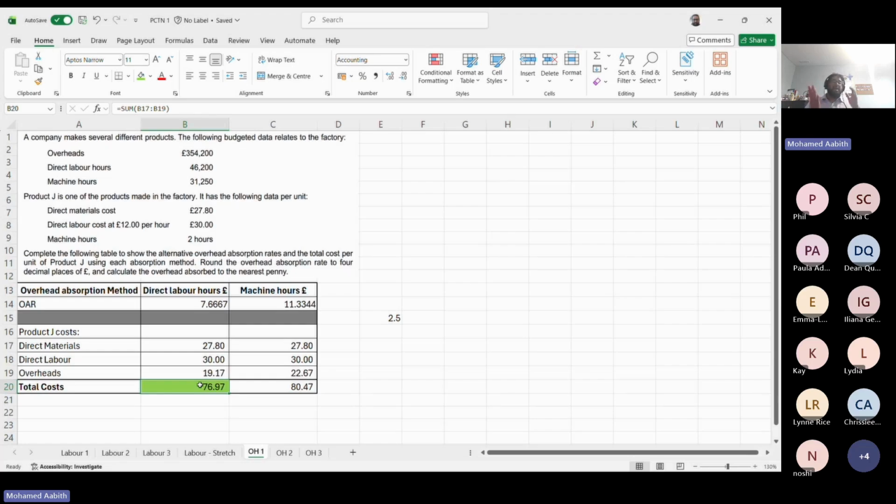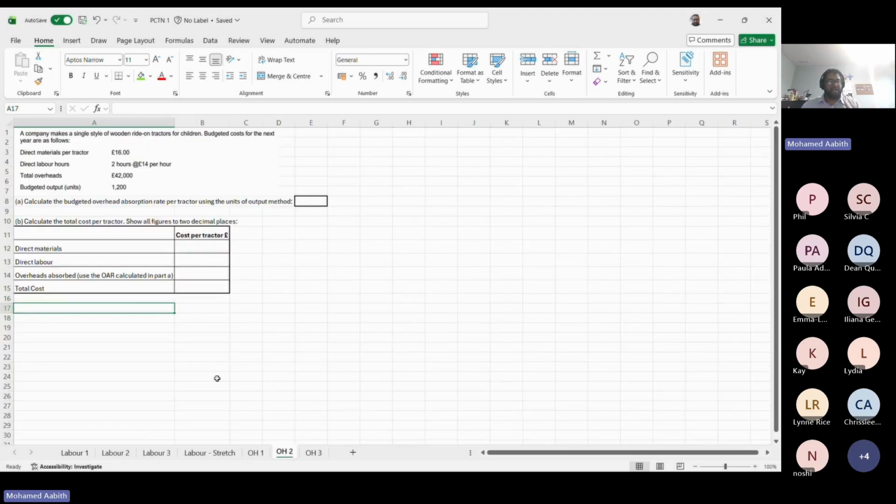But most likely it will be a clear disparity between the labor and the machine hours. So if there's more manual labor involved, that will be the direct labor hour. If the process is mostly automated, I use the machine hours as the absorption method. Okay, so that is the decision making you do between different rates there.